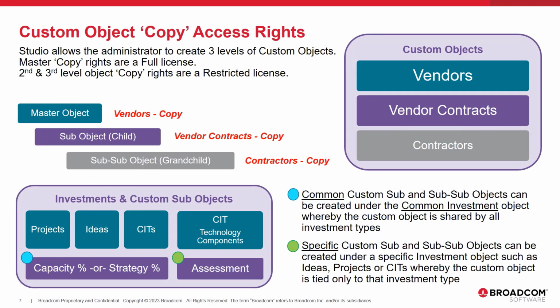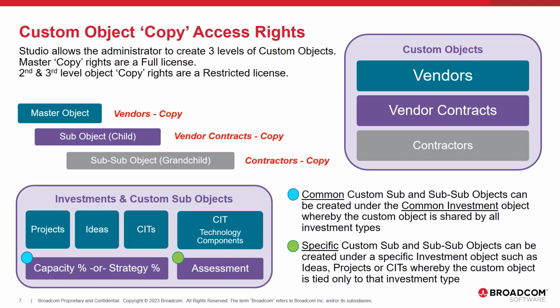Before we get into the details of the new feature, let's go over the relationships of the investments, custom master objects, and custom subobjects in my dataset. Studio allows the administrator to create 3 levels of custom objects. And in my dataset, I have a custom master object named vendors, and under that a vendor contract object, which is the second level subobject, and contractors, which is the third level subobject. Or, in other words, referred to as the parent, child, and grandchild objects is another way to look at it.